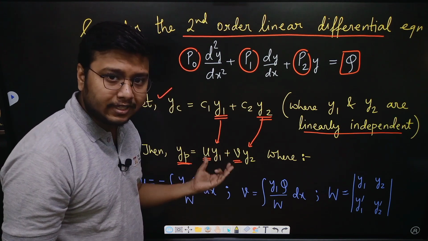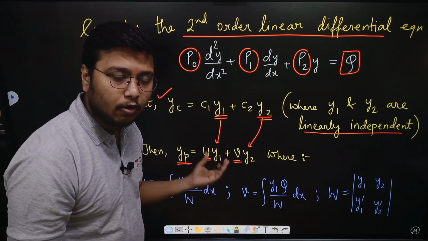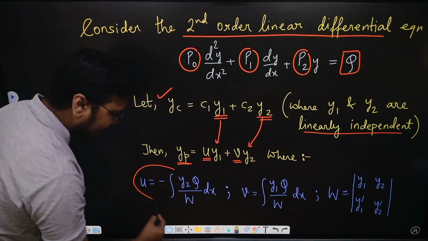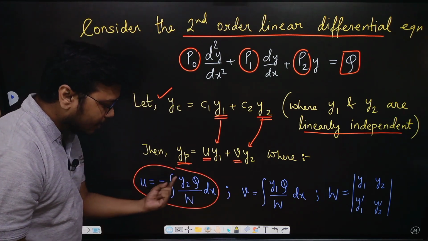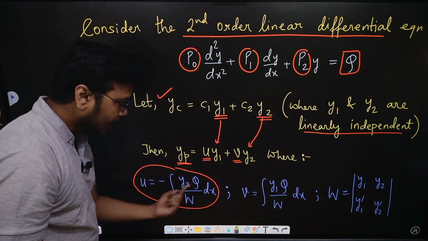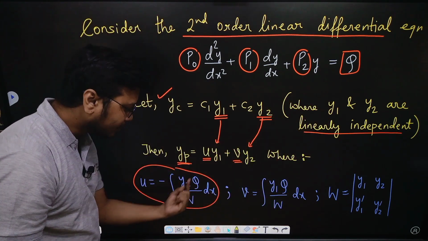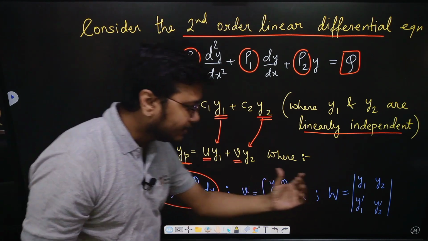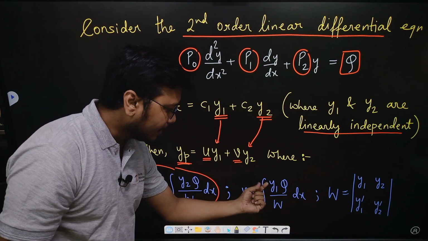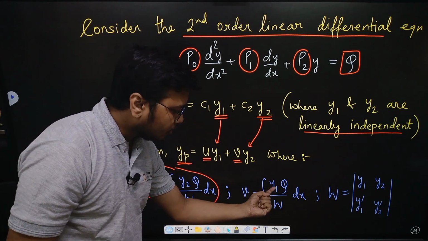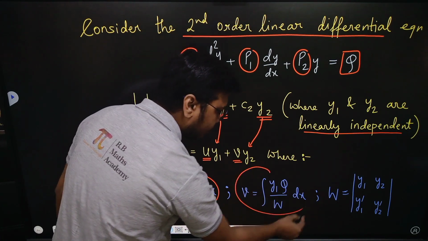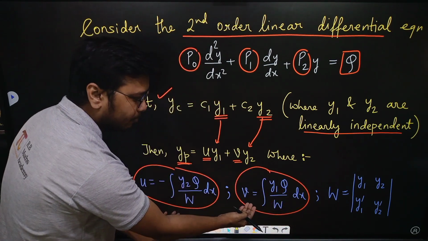Now what is u and v? This is something we have to find using variation of parameters. u is given by minus the integral of y2 times q by w, where q is the right hand side of the differential equation, and w is given by this determinant. Similarly v is given by the positive integration of y1 times q by w dx. So we have to find u and v using these two formulas.